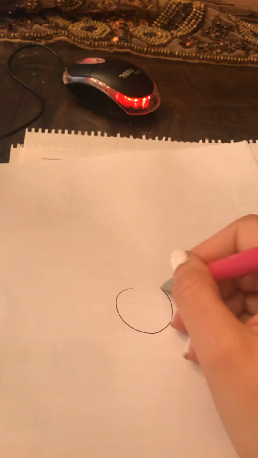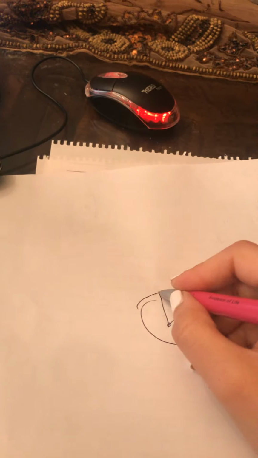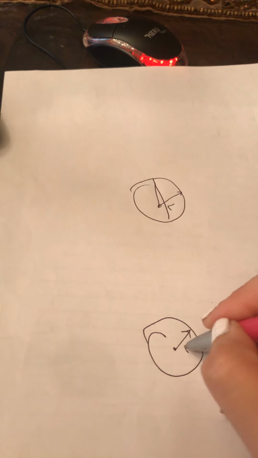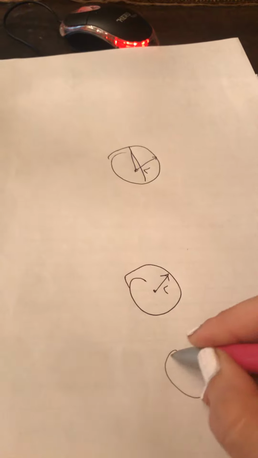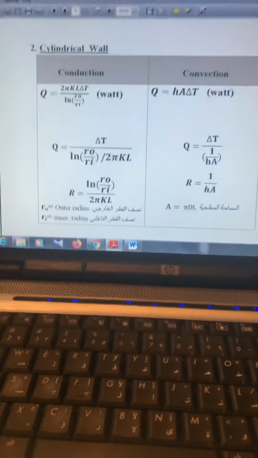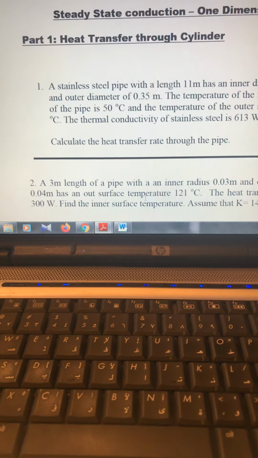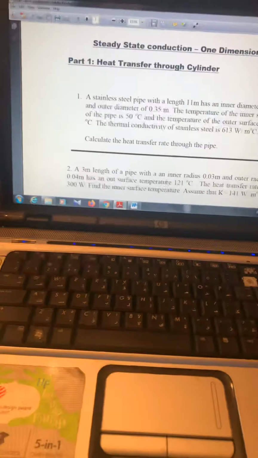If this is the circle, these are the radius, and this is the radius, and this is the diameter. Okay, so now we will go through sheet number 2 for the solution. Sheet number 2.